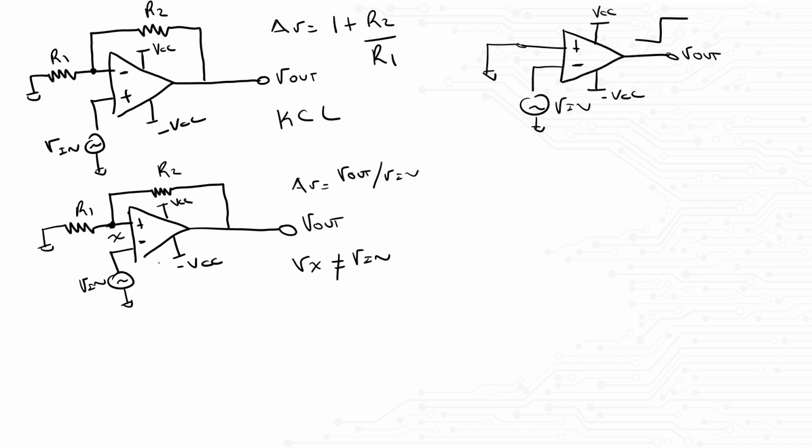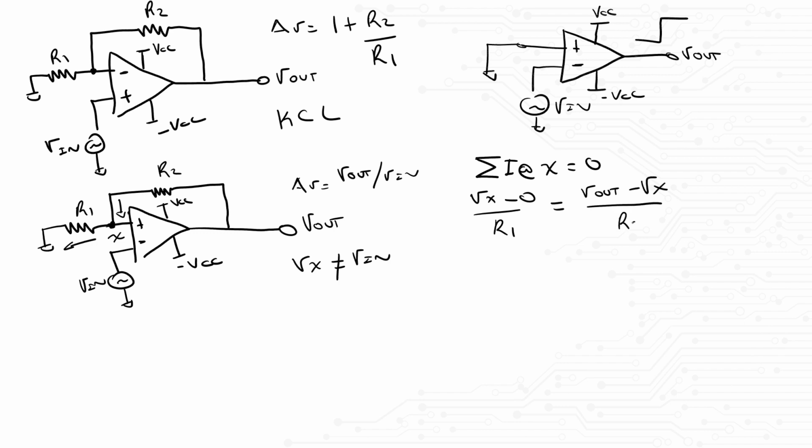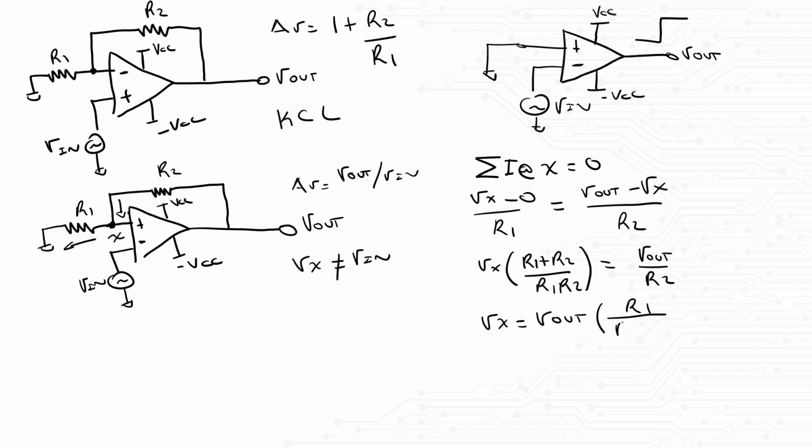If I assume the flow of current to be the following, then the sum of currents entering and leaving node X should be equal to 0. From that, we get (Vx minus 0) divided by R1 is equal to (Vout minus Vx) divided by R2. Rearranging all of that, we get the following. Vx equals Vout times R1 divided by (R1 plus R2). But wait, didn't we say that a transfer function is Vout over Vin?